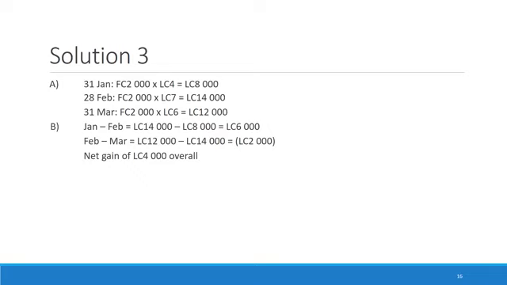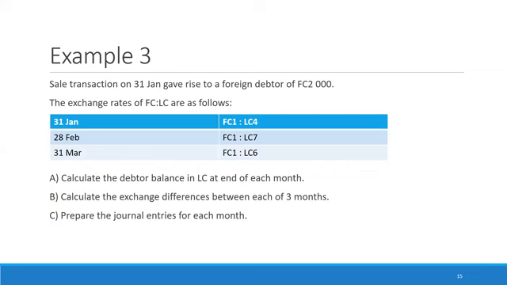Okay, so we can see between January and February, we went from 8,000 to 14,000, so it went up by 6,000 Rand. Between February and March, it went down by 2,000 Rand. So overall, there was a net gain of 4,000 Rand. That is the gain of 6,000 Rand between Jan and Feb, and then the loss of 2,000 Rand between Feb and March gives us the overall net gain of 4,000. We then prepare the journal entries for each month.